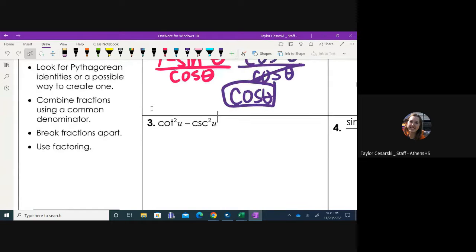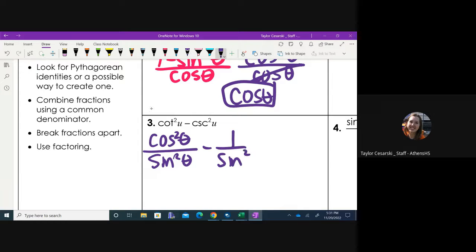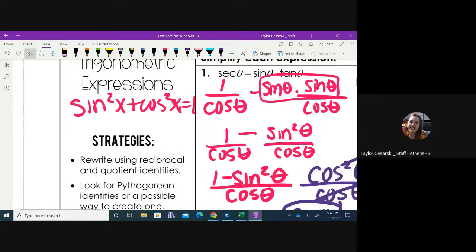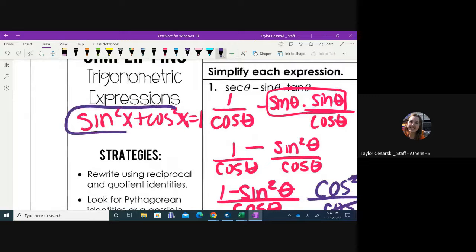All right, let's look at another one. Cotangent squared minus cosecant squared. A lot of times there's a lot of different ways you can do this. I'm going to go ahead and write this as cosine squared of theta over sine squared of theta minus 1 over sine squared of theta. All right, I already have a common denominator, so this looks like cosine squared of theta minus 1 over sine squared of theta.